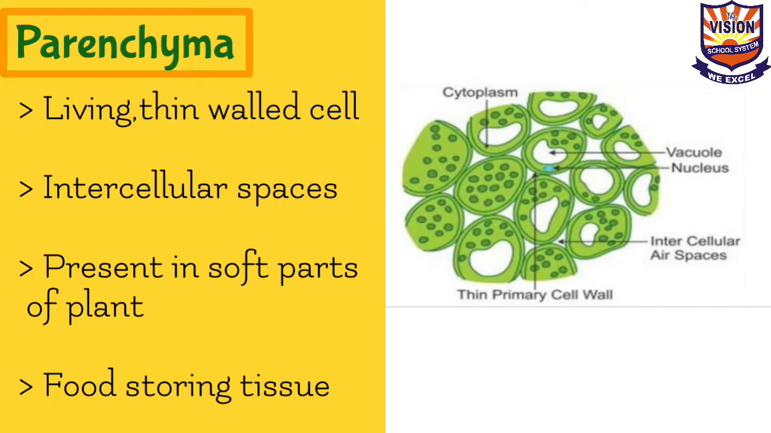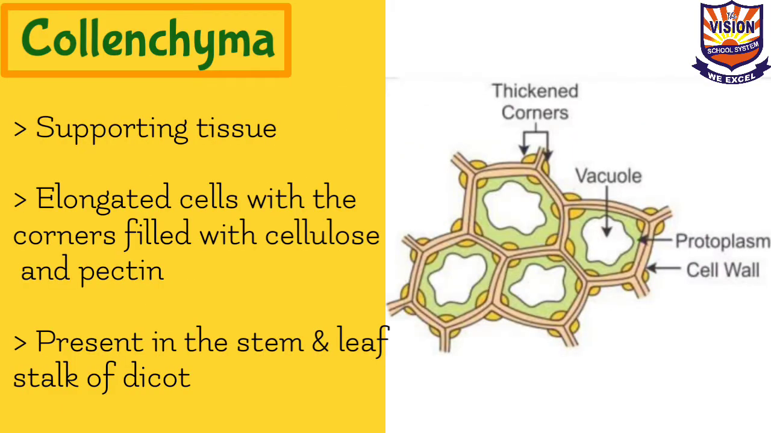Parenchyma consists of thin-walled living cells. These cells have intercellular spaces and they are present in all the soft parts of the plant like in the pulp of fruit and endosperm of many seeds. The function of parenchyma is to store food. Second is collenchyma. It consists of elongated cells with the corners filled with cellulose and pectin. It is present in the stem and leaf stalk of dicot plants, and the function of collenchyma is to provide structural support and help the plant stay standing.